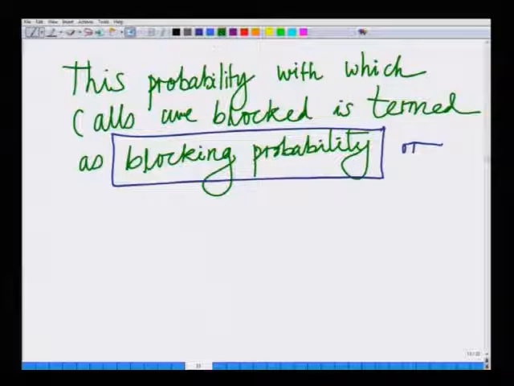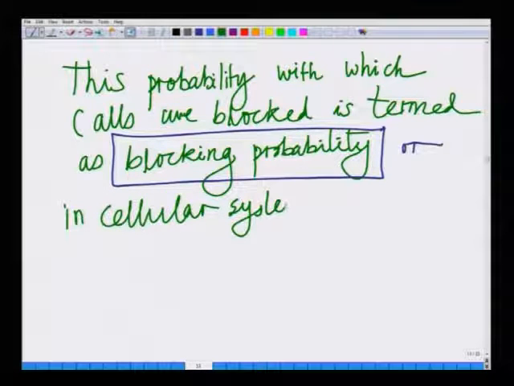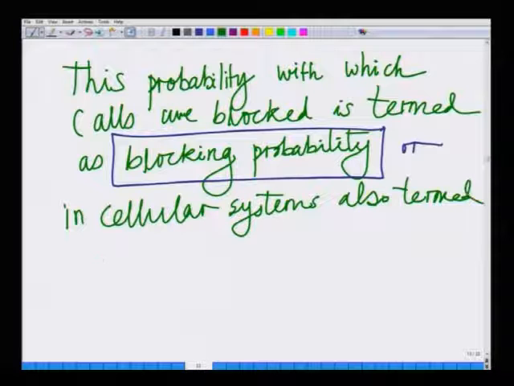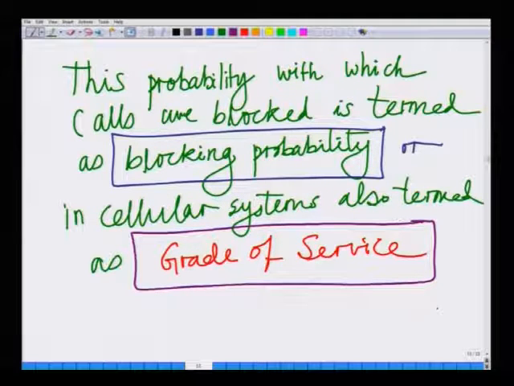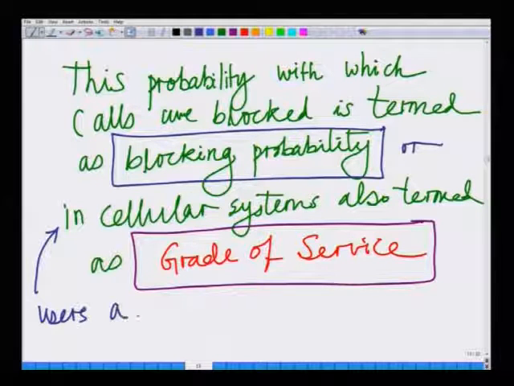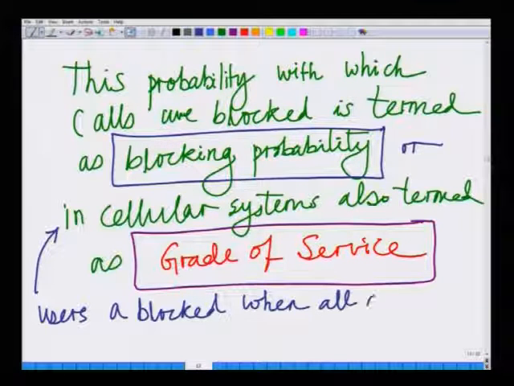This is termed as blocking probability, or in cellular systems also termed as grade of service, and this is a key parameter, blocking probability or grade of service, which essentially says that users are blocked when all channels are occupied.